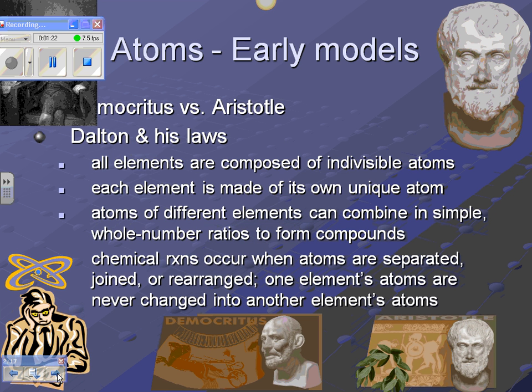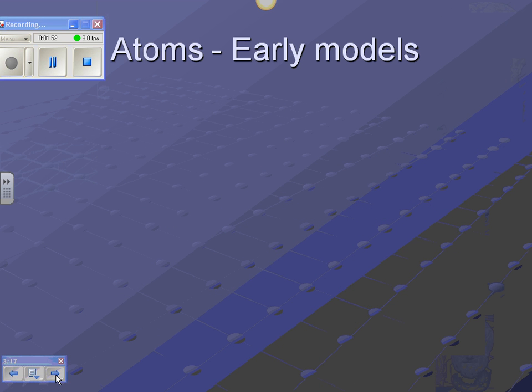Whole number combinations for forming compounds. That's nice. It makes our job a lot easier when we have H2O rather than H2.17O1.079, something like that. It's nice whole number ratios, and that allows for compounds to be formed. And really, when we have a chemical reaction take place, we're just splitting up the combination of things and rearranging them into different compounds. We never really change or alter the atom itself, they just move around.